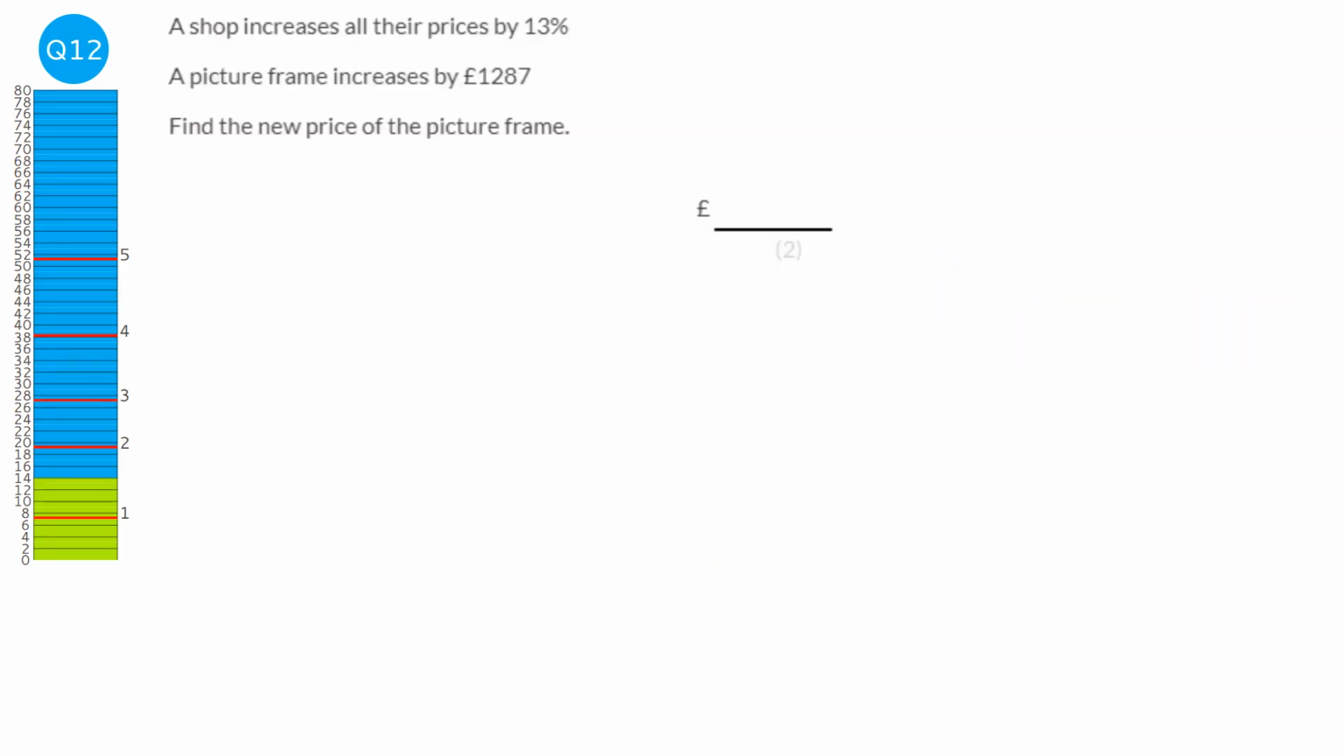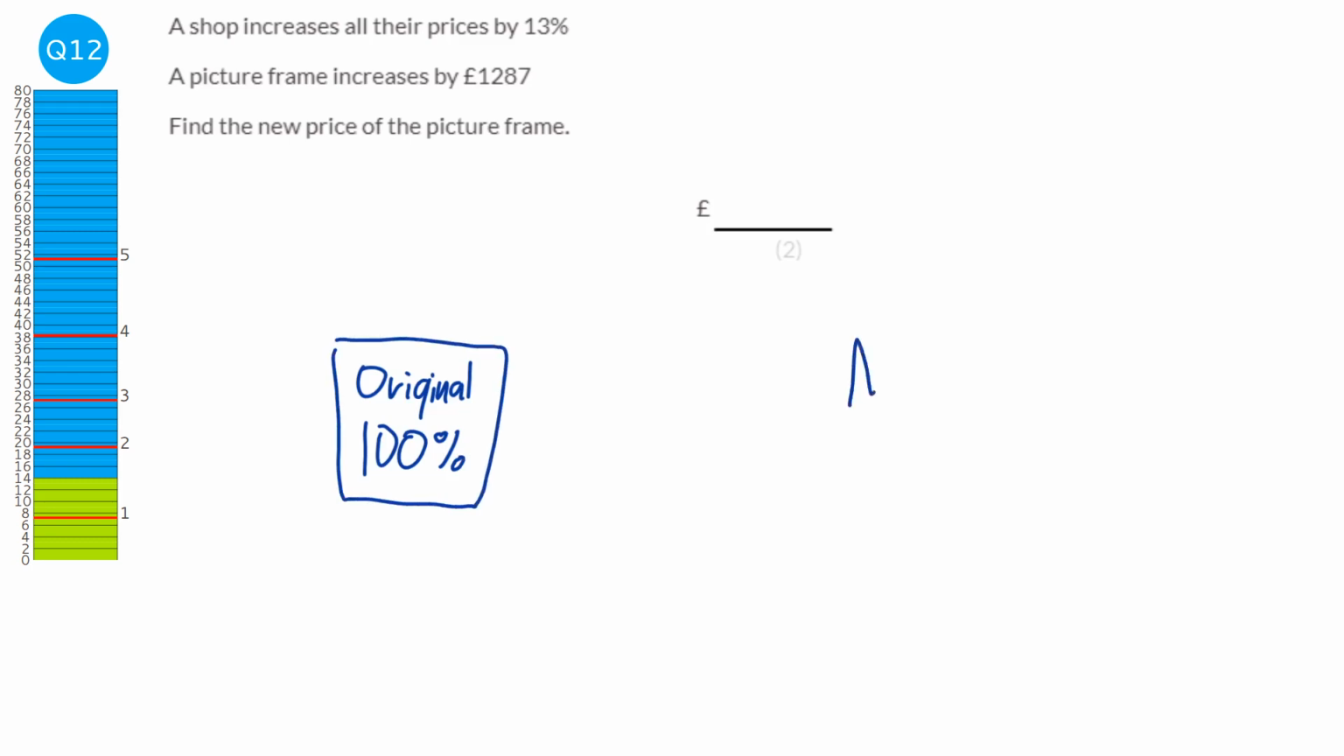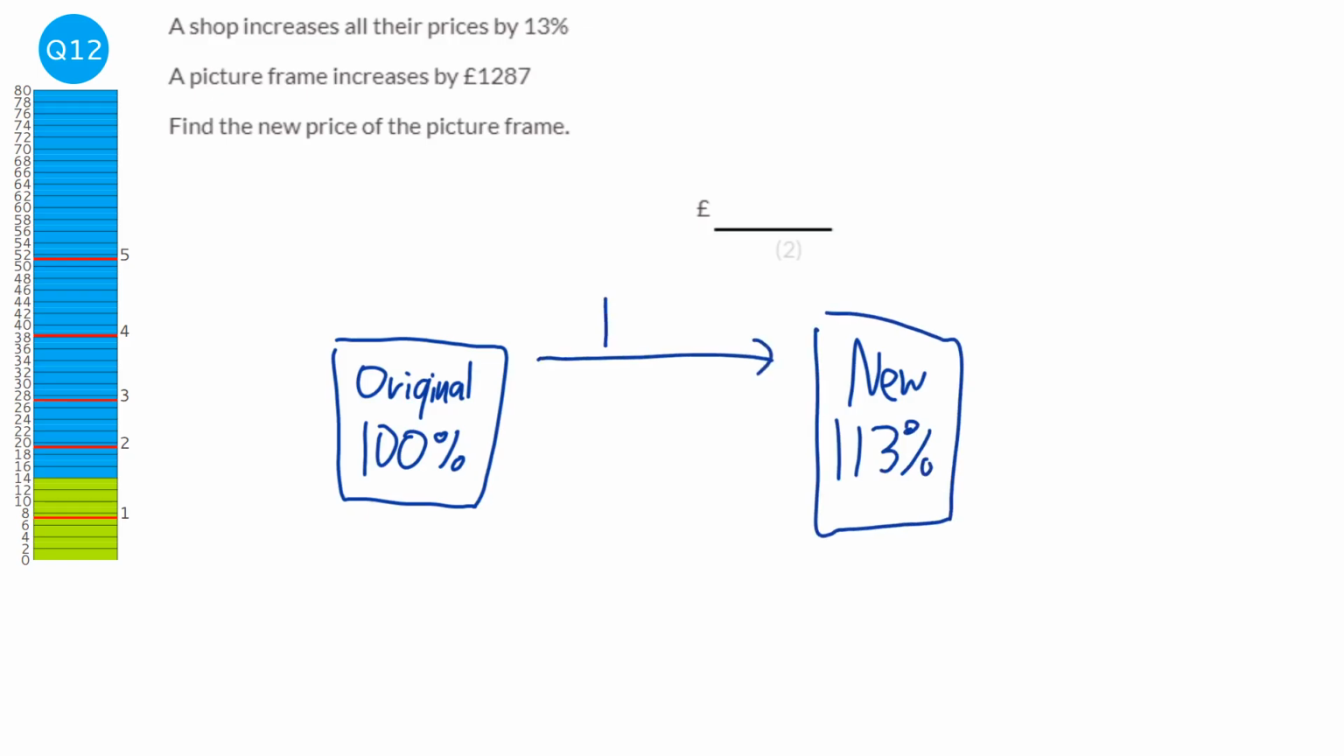So we have an original amount, and this represents 100% of the original amount. The new price, or new amount, represents 113% because it has gone up by 13%. So it has increased by 13%, and as a value, that increase is £1,287. So it's 13% of the original, it's gone up 13% of the original price.